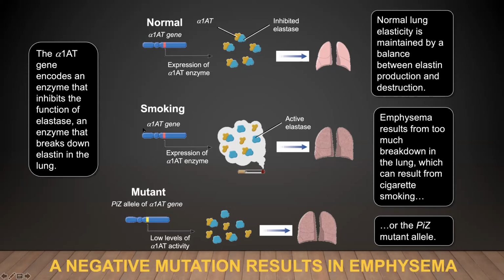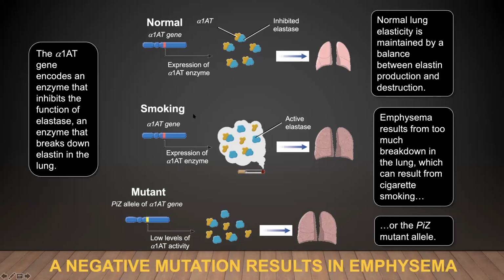And so what happens in a normal individual, this gene alpha-1AT gets expressed, and we'll see that it will inhibit this elastase. And so a normal lung elasticity is maintained by this balance between elastin production and also its destruction. So you don't want to have too much of that protein. And so this gene is helping to keep that balance in place.